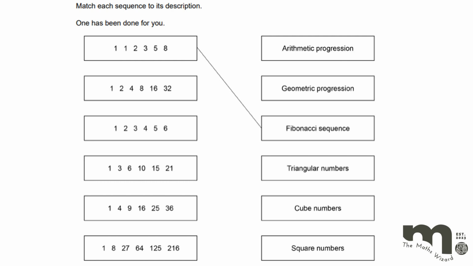A Fibonacci sequence is where you add together the previous 2 numbers to get the next number. So there we've got 1 to start with, so we have another 1. Then we've got 1 add 1 to make the 2. Then 2 add 1 to make 3, and 3 add 2 to make 5, and then 5 add 3 to make 8, and so on. So that's what's known as a Fibonacci sequence.